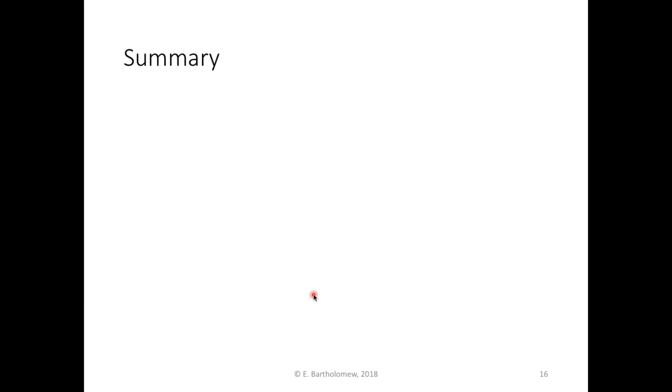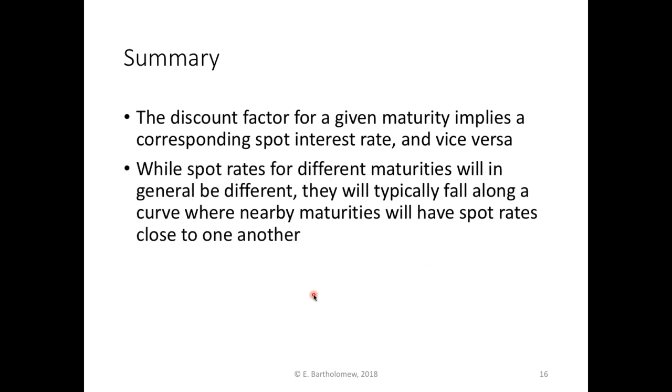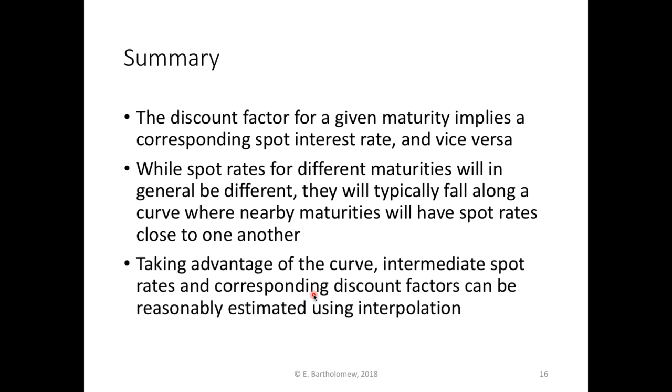So that's it on discount factors and spot rates. Let's just summarize the key findings. The discount factor for a given maturity implies a corresponding spot interest rate and vice versa. While spot rates for different maturities will in general be different, they will typically fall along a curve where nearby maturities will have spot rates close to one another. And we can take advantage of that curve, and intermediate spot rates and corresponding discount factors can then be reasonably estimated using interpolation.